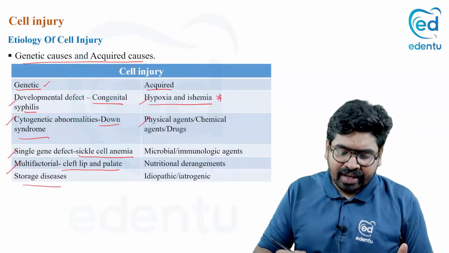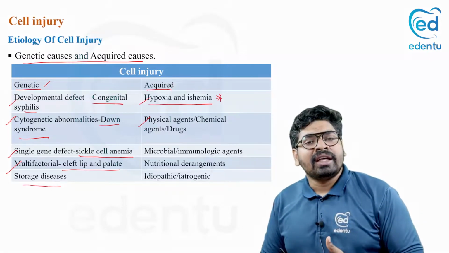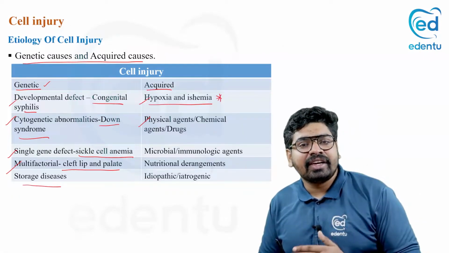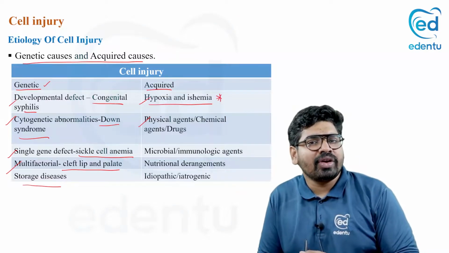Now other agents like physical agents, chemical agents and drugs. The physical agents, like your ultraviolet rays, can cause damage to your body, cell injury.